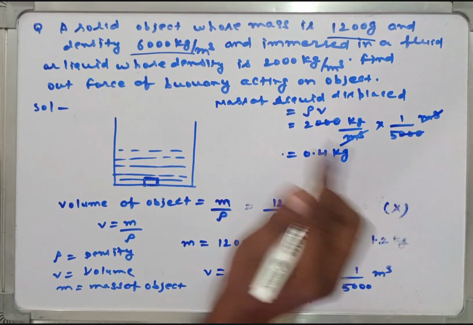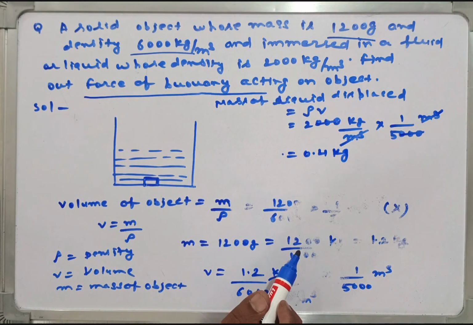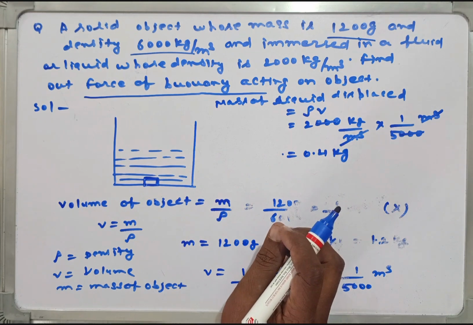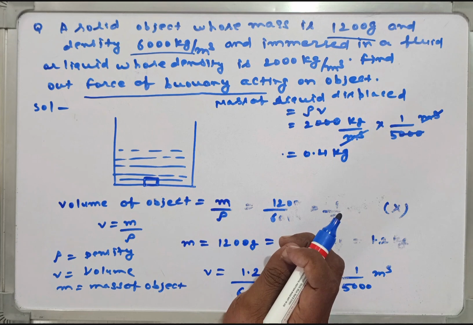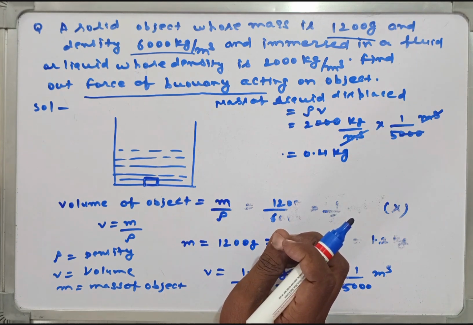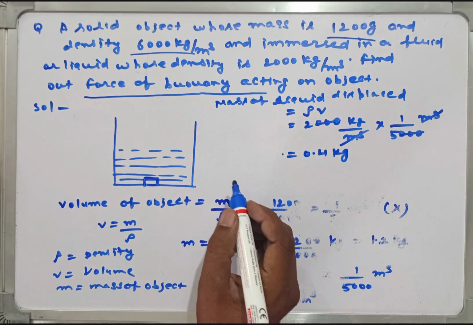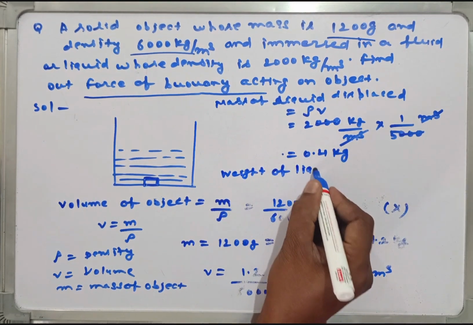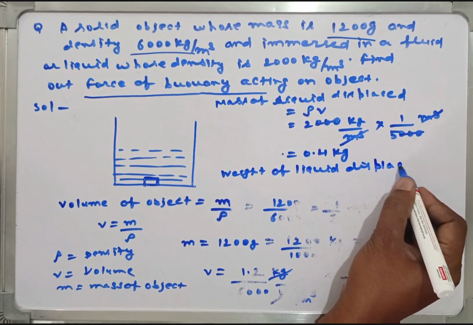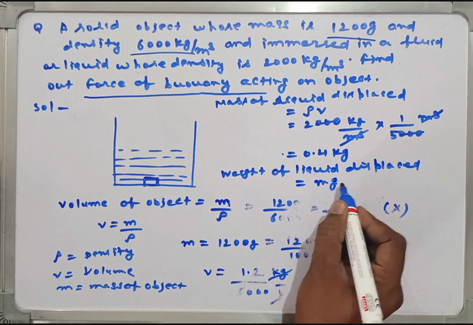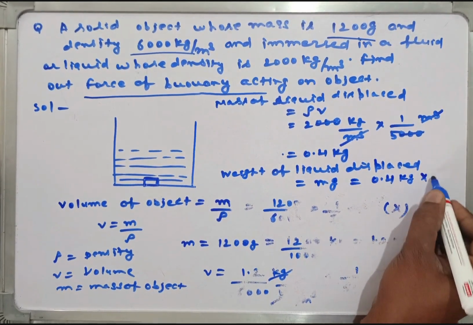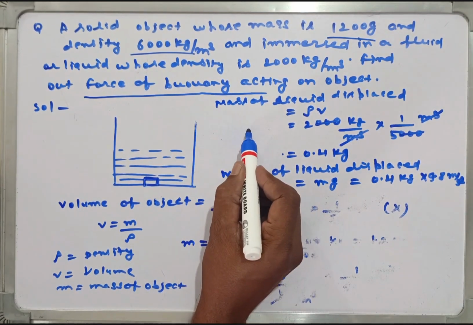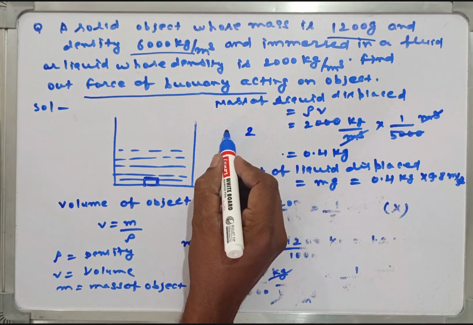Now the question is asking about the force of buoyancy. As per Archimedes principle, you know, the force of buoyancy equals the weight of liquid displaced by the object when fully or partially immersed in liquid. So you can write this: weight of liquid displaced, which is a force, so this is mg. The m value is 0.4 kg, and g is 9.8 meter per second square. So we can write this is equal to 0.4 times 9.8.